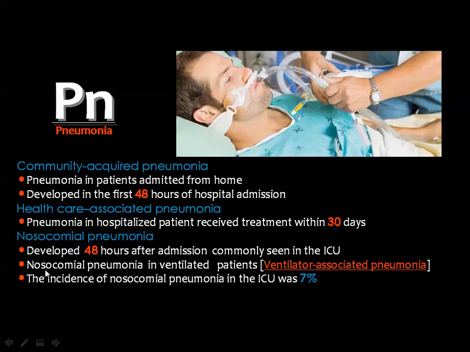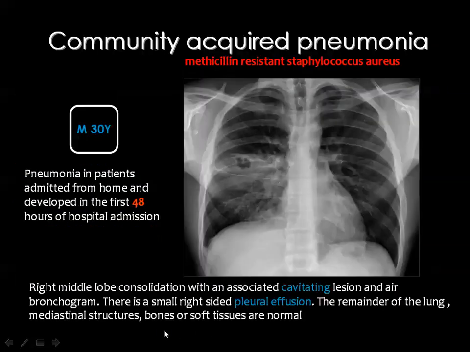And nosocomial pneumonia in ventilated patients is known as ventilator-associated pneumonia. The incidence of this type of pneumonia is about 7% in ICU patients. And here is a male patient, 30 years old, presenting with pneumonic consolidation in the right lung.